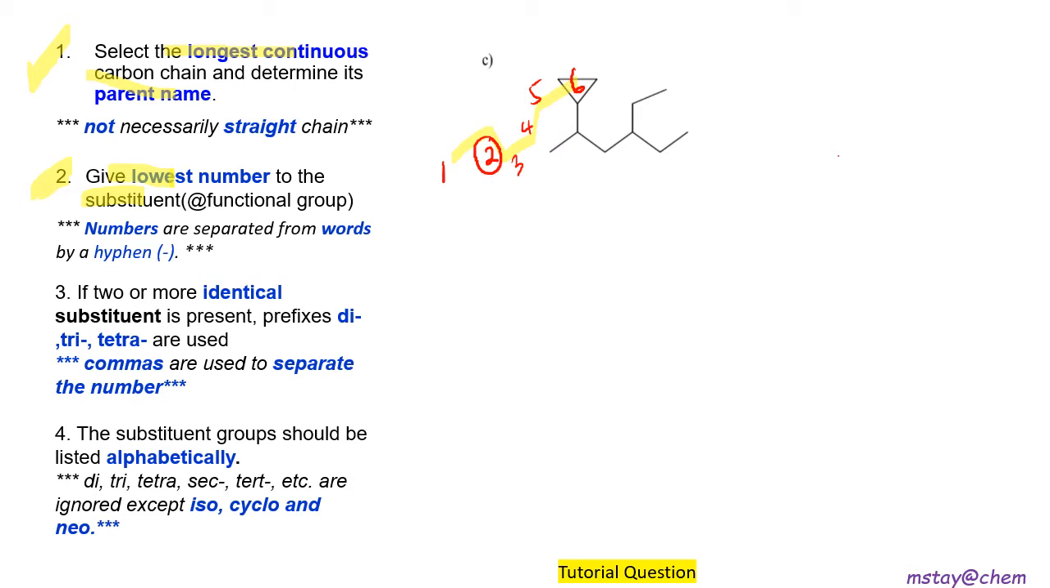Then we try to circle the substituents. This is one substituent over here, and here also has one substituent. The name for this substituent is ethyl because it consists of 2 carbons. This one has a shape, so it is a cyclo, and this shape consists of 3 carbons, so it's cyclopropyl. Now there is no identical substituent, so we can ignore that step for this question.